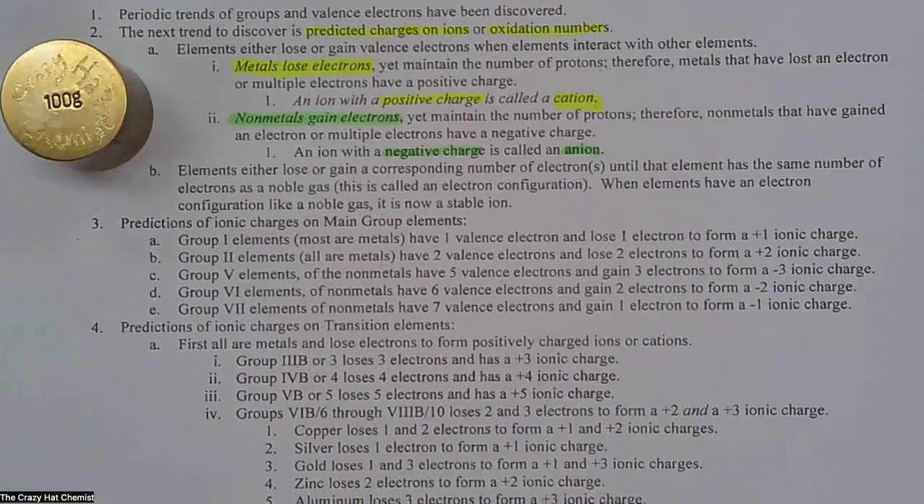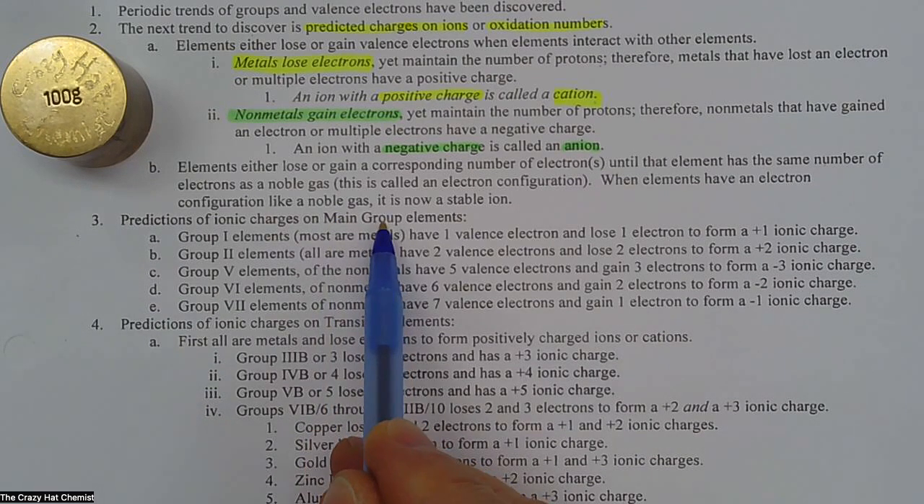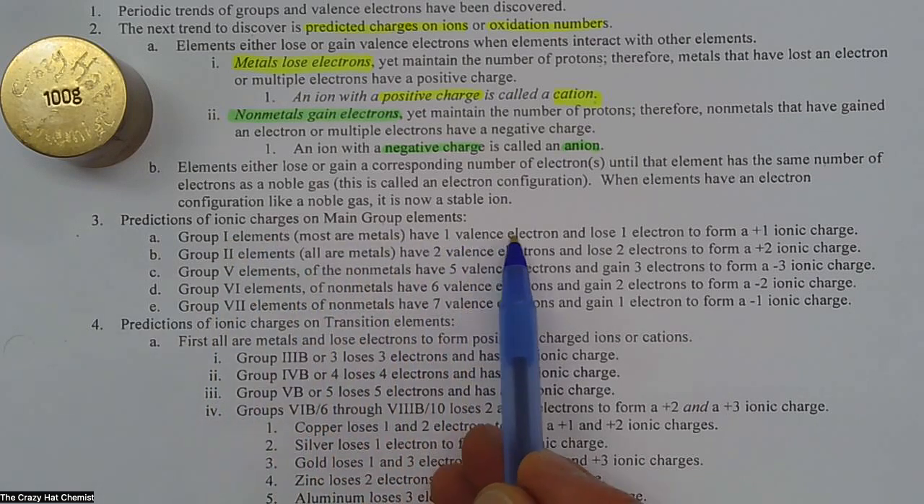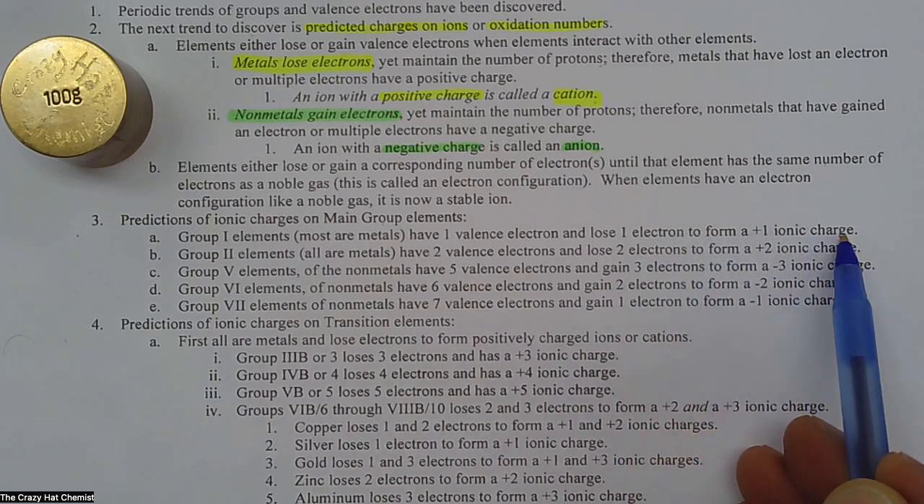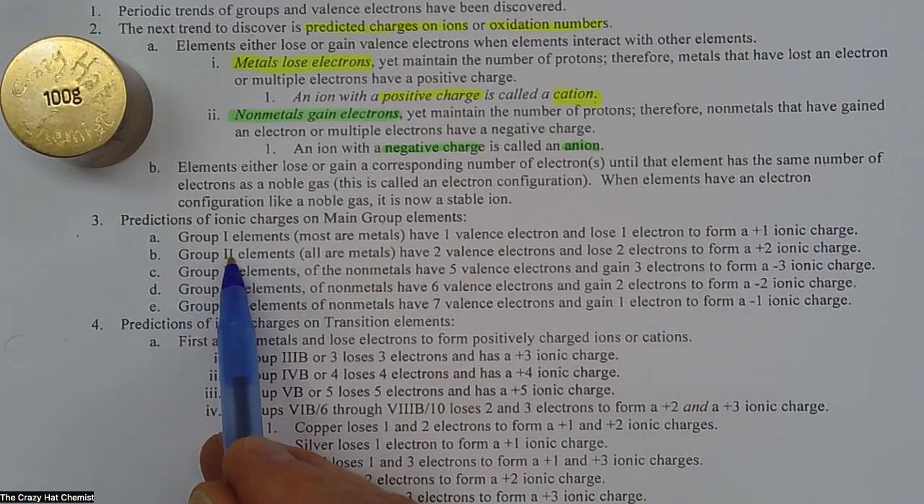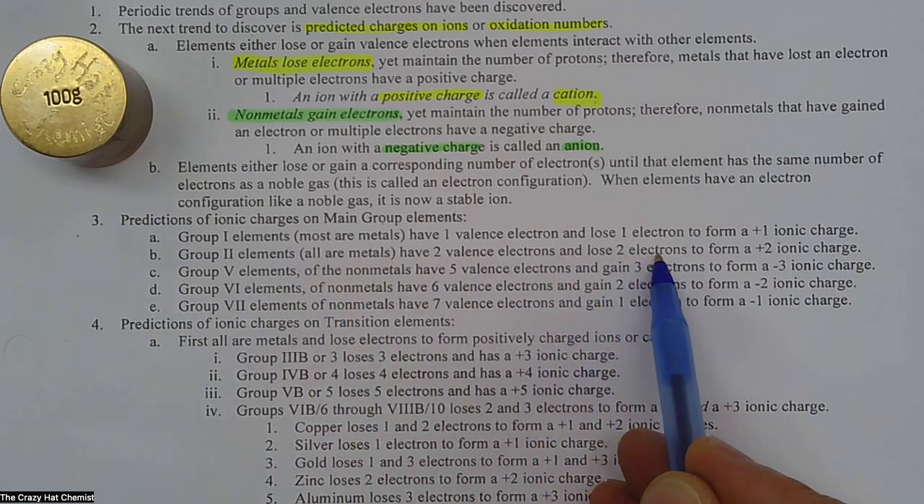And if you remember from the previous video, it's essential that you have previously watched the other video, the one prior to this one, so that you understand what the main group elements are. The main group elements, just as a reminder, are the S and the P type orbitals. Group 1, most are metals, except for hydrogen, have one valence electron and lose one electron to form a 1+ ionic charge. Group 2 elements are all metals and have two valence electrons and lose 2 electrons to form a 2+ ionic charge.